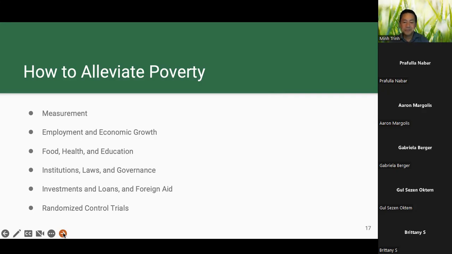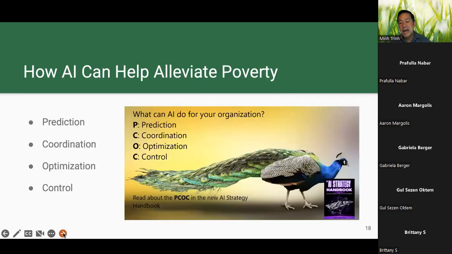Next slide, please. So how can AI help alleviate poverty? Here I have the framework I introduced in one of my previous books called the AI Strategy Handbook. It is the PCOC framework, right? P-C-O-C. AI can help for four things: for prediction, coordination, optimization, and control, right? So let me go over these four ideas one by one. Next slide, please.